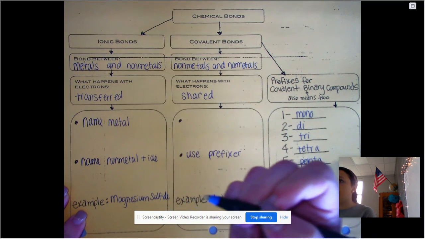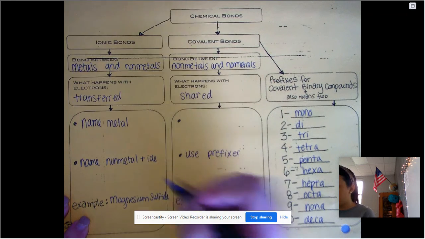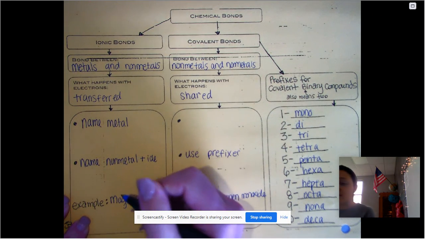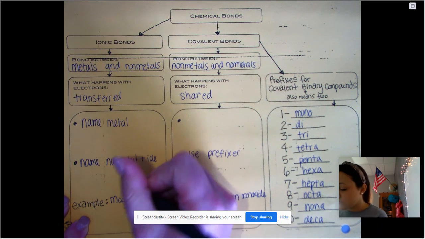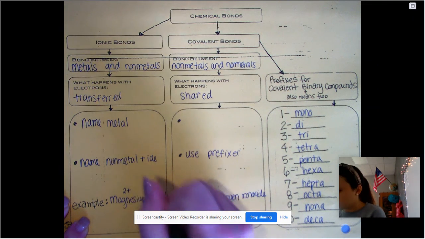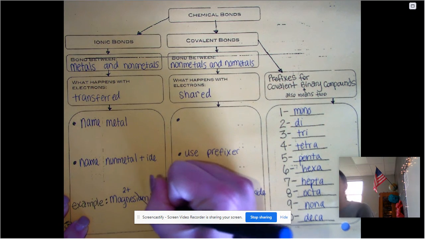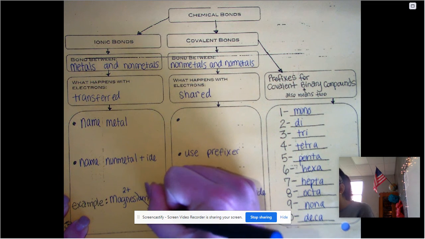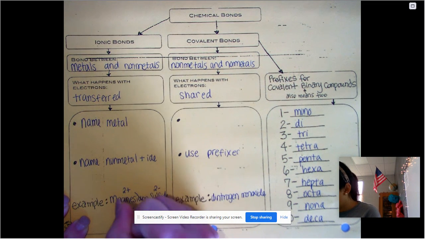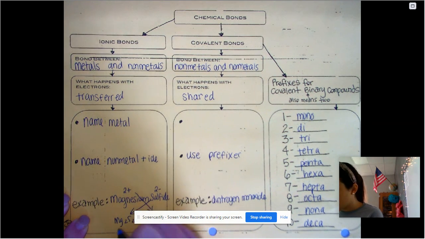Now, let's say I want to have the formula for this. Remember, because we transferred charges, we have to transfer our electrons. So magnesium has a charge of 2 plus. Sulfur has a charge of 2 minus. So we switch them. Okay. Now, remember, you could write this Mg2S2, but if they're the same, we just actually leave the 2's off and we write Mg and S.